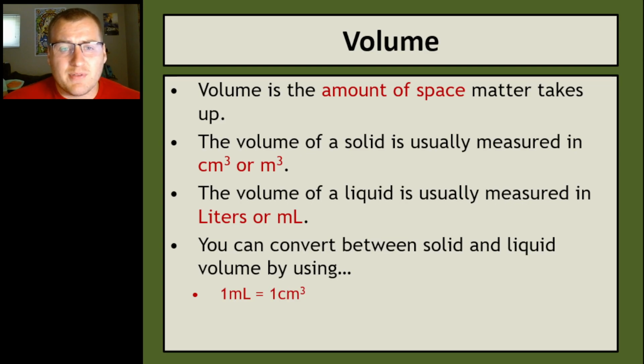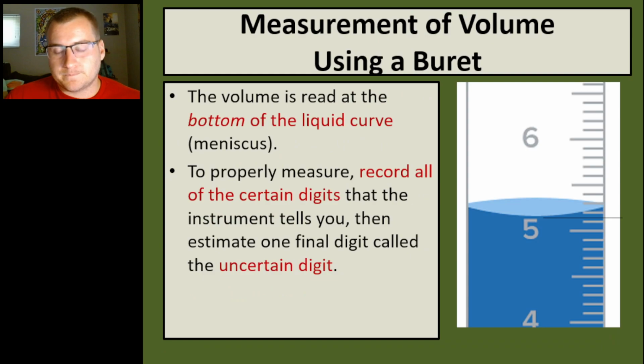You can actually convert between solid and liquid volume by using the relationship below. 1 milliliter is actually the exact same amount as 1 cubic centimeter. So if you have the cubic centimeters of a solid, you can convert that into volume of a liquid and back and forth. We'll learn about the volume of gases later, but gases don't really have a volume in the traditional sense. They just expand to fill up their container, whatever that container is. So we just say the volume of the container is also the volume of the gas. But it's just the amount of space something's taking up.